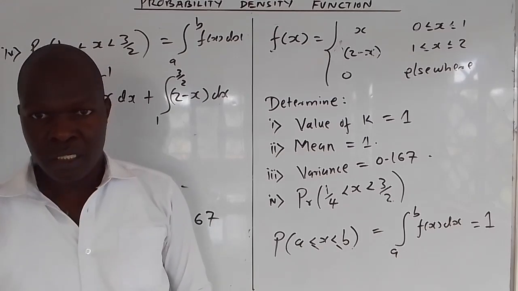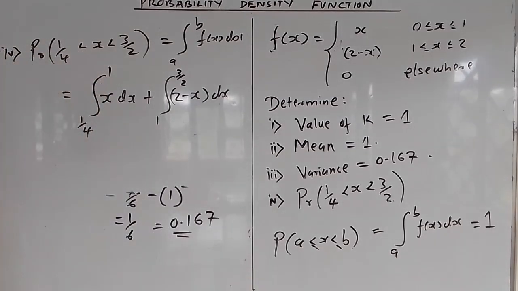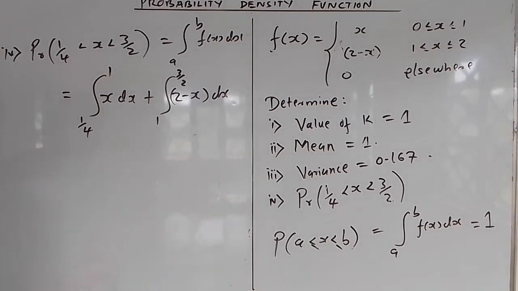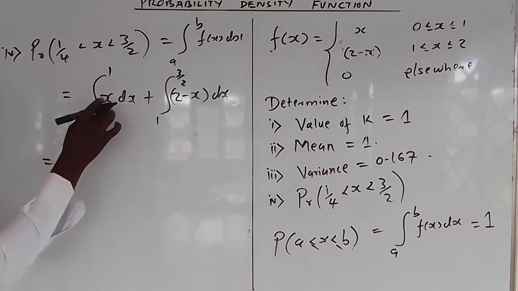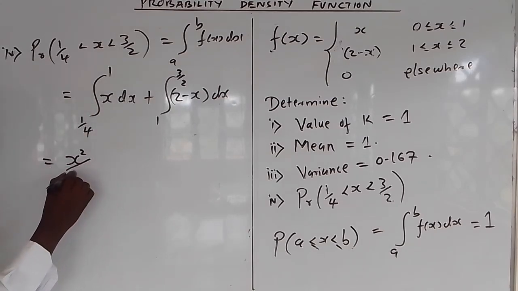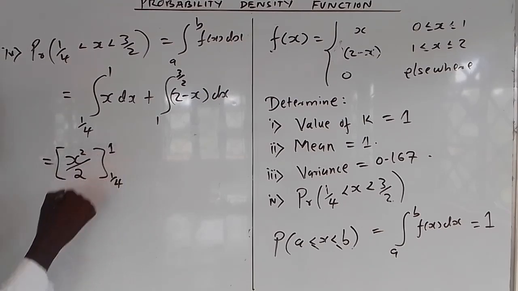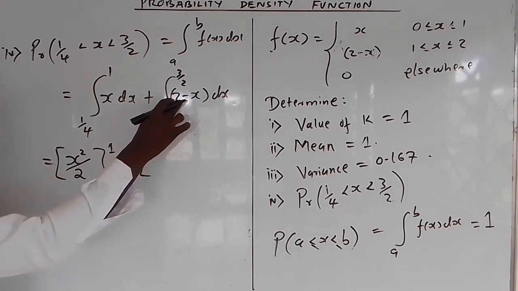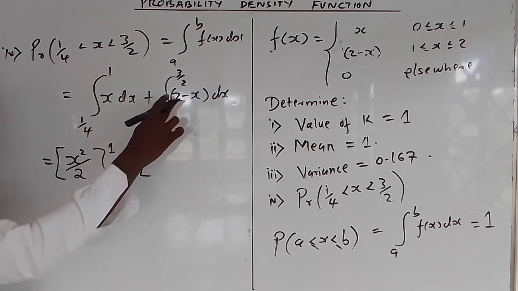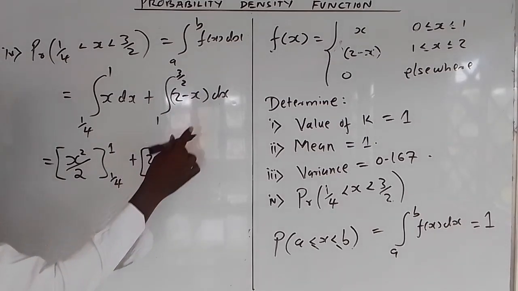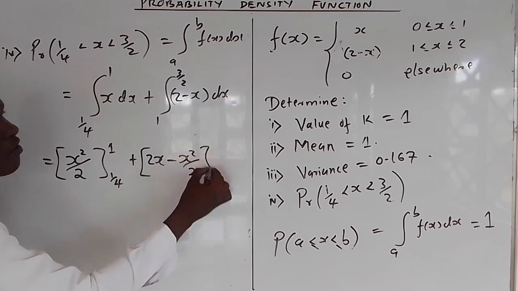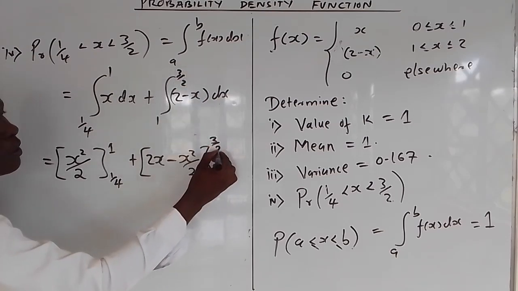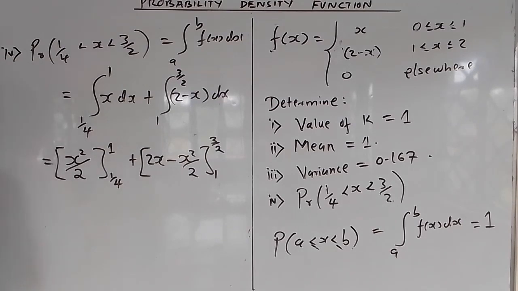You've understood that? Good. So after you've understood that, we just now integrate f of x dx within those given intervals. Start here. If you integrate x, you get x squared over 2. Then put your limits, from 1 over 4 to 1, isn't it? Then plus, if you integrate 2 minus x, you get 2x minus x squared over 2. Then the limits is from 1 to 3 over 2. Are we together?